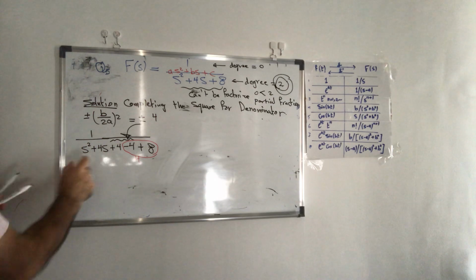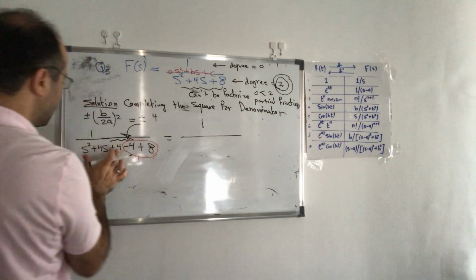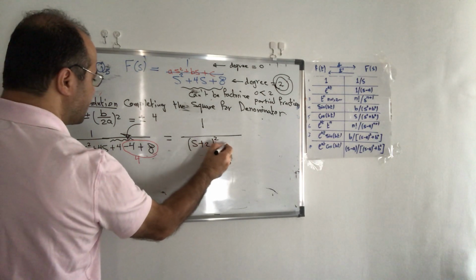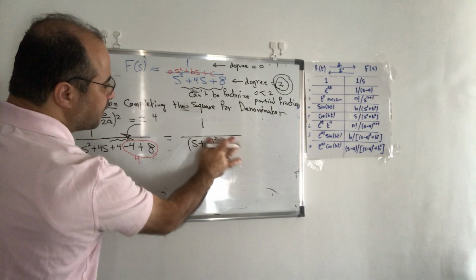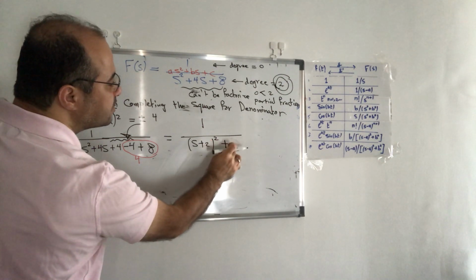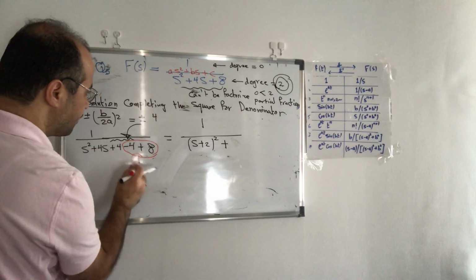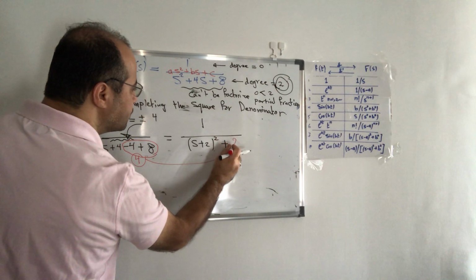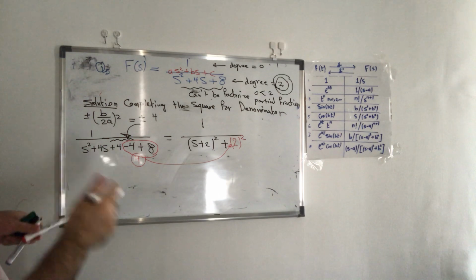And this thing will give me 1 over, and factorizing this, you get (s plus 2) squared plus 4. And I like to write the 4 in a different way, as b squared. So I like to write that 4 as 2 squared.